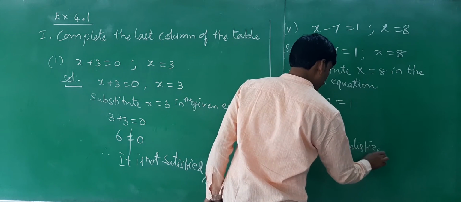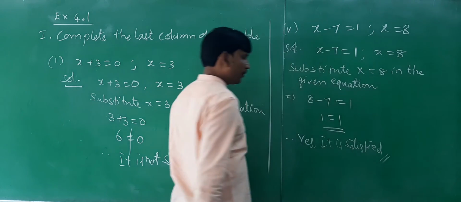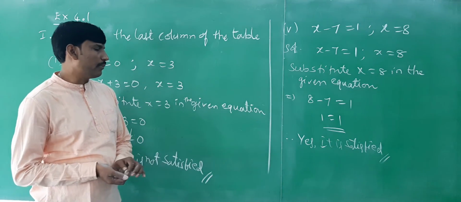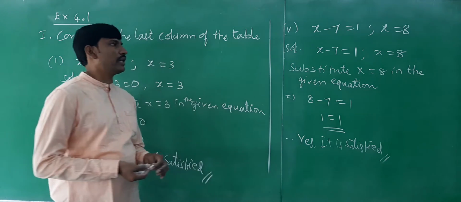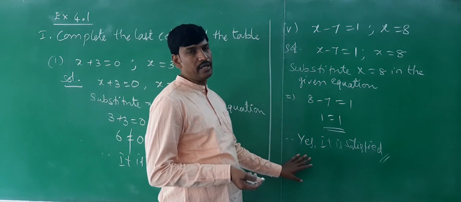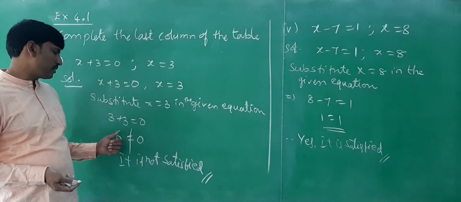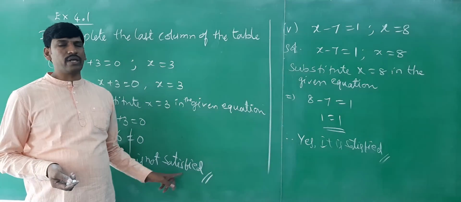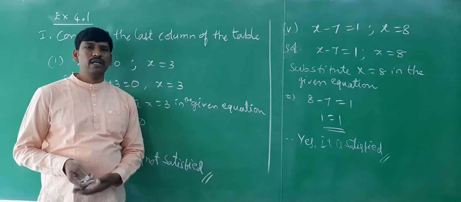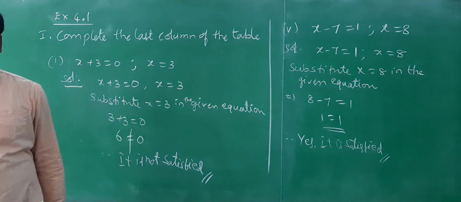So this is the way we need to check whether the given value of the variable satisfies the equation. If you substitute in the equation and both LHS and RHS are equal, we can say it is satisfied. If LHS is not equal to RHS, we can say it is not satisfied. You can write simply no in the last column. If it is yes, you can write yes. Copy these two.